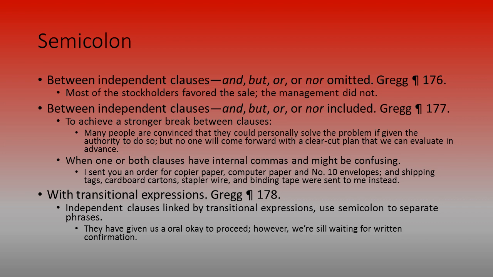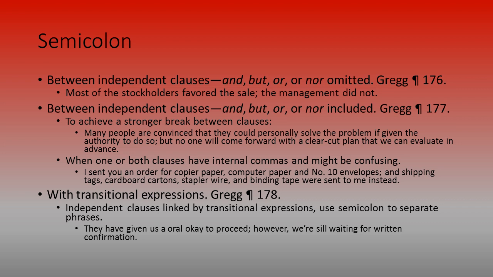Semicolons. Between independent clauses where and, but, or nor are omitted, you should use a semicolon. Between independent clauses where those are included to achieve a stronger break, you can use a semicolon. And when one or both clauses have internal commas and could be confusing, you can use a semicolon. And those are good examples. And then, many people are convinced they could personally solve the problem if given the authority to do so. Yep, that sentence. A comma is okay, but a semicolon gives it a stronger break.